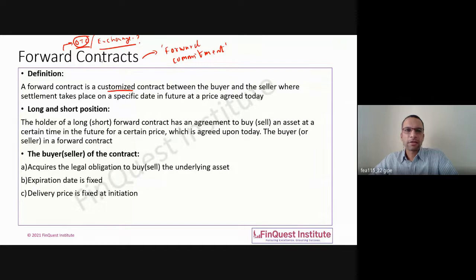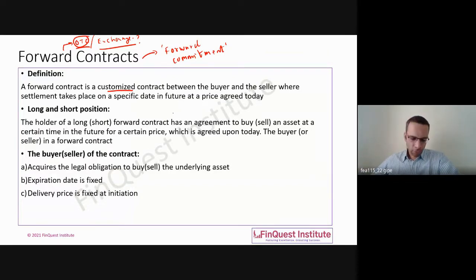So that way it's a customized contract between two parties, which will allow the parties to buy or sell a certain asset at a certain point of time and at a certain pre-agreed price. So that is an agreement which is done today. You sign a piece of agreement and then you wait until the delivery date or the expiry date for the forward, and at that time the asset gets exchanged. So that is what you call a forward contract.